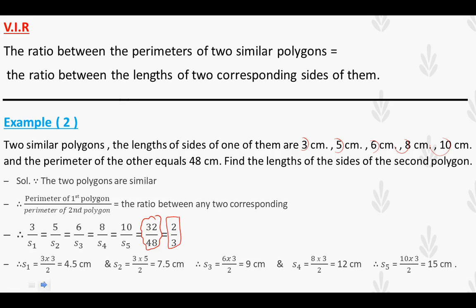So side 1 will equal 4.5 by using the calculator. Side 2 will equal 7.5. Side 3 equals 9. And side 4 will equal 12. And the last one will be 10 times 3 equals 30, 30 divided by 2, which equals 15. Okay? If you add the side lengths of the second polygon, sure enough their perimeter will equal 48.